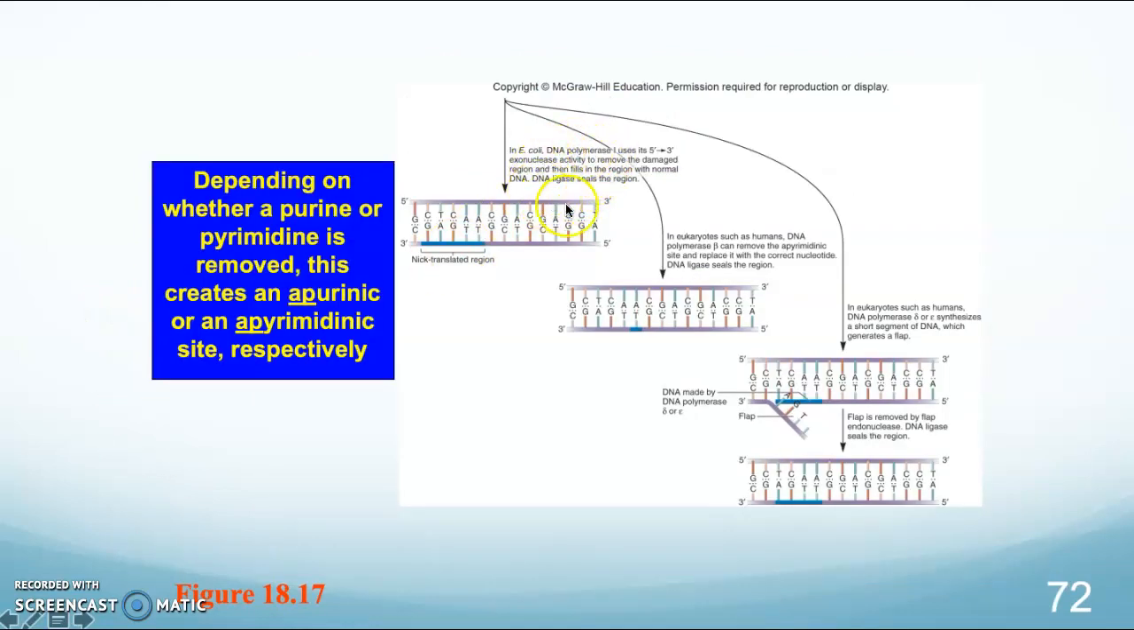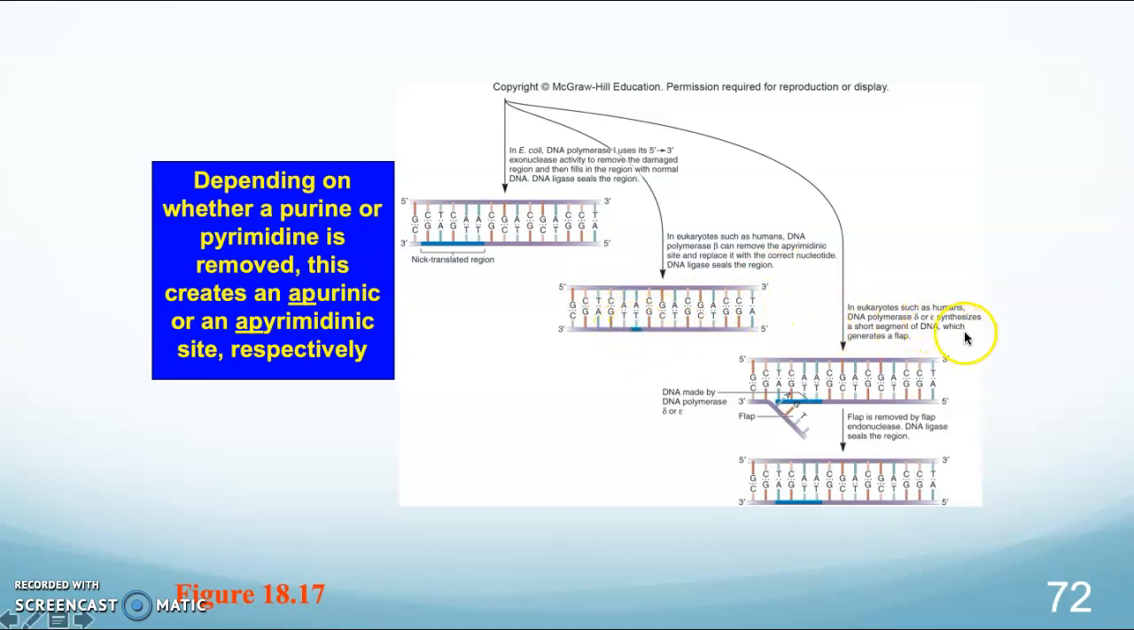In E. coli, we have a polymerase that can use that 5' to 3' exonuclease activity, right? It removes that, and that happens in the bacteria, and then it fills it in with the normal DNA. It's a little bit different in eukaryotes. In eukaryotes, it's DNA polymerase beta that can remove that apyrimidinic site and replace it with a correct nucleotide. So it removes it and replaces it.